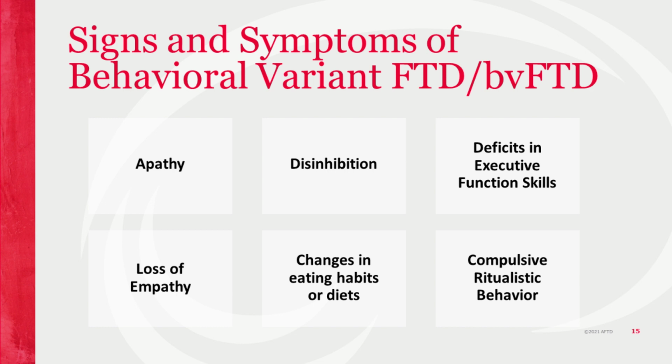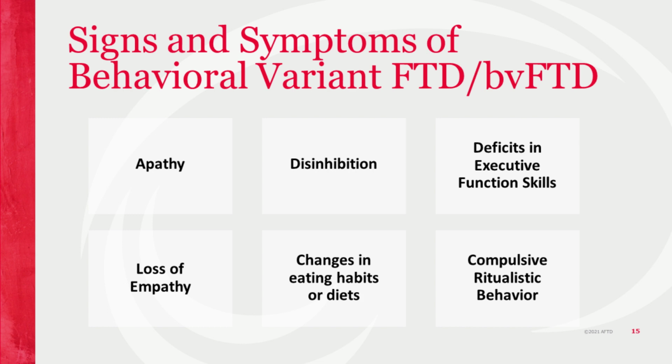So in order to be diagnosed with probable behavioral variant FTD, a person will need to present with 3 of the 6 clinical criteria for diagnosis. And the 6 symptoms listed here are the 6 clinical criteria I'm talking about.